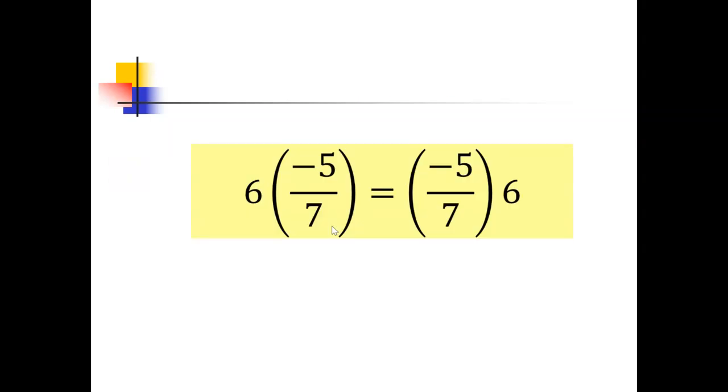Let's look at this one. 6 times negative 5 over 7 equals negative 5 over 7 times 6. In this example, the order is different. A times B equals B times A. This is an example of a commutative property.